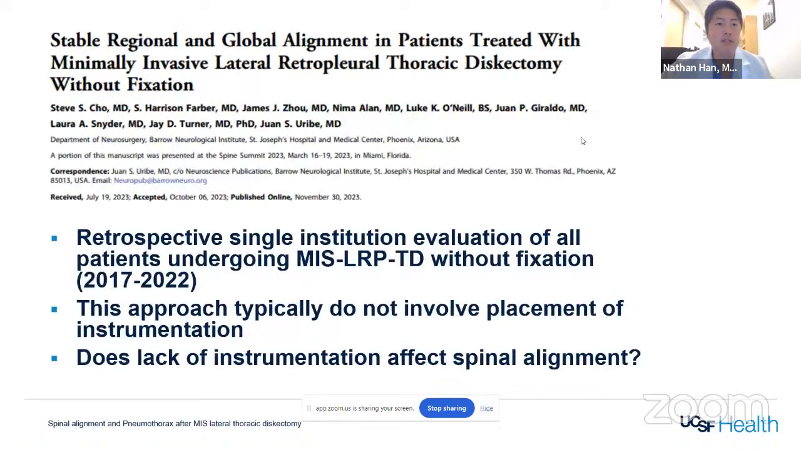And moving on, in terms of looking at whether doing this procedure without hardware, screws or rods or plates, affects the overall long-term global spinal alignment after this procedure. This question was also looked at in a retrospective single institution study.